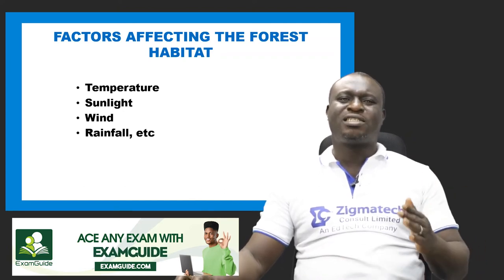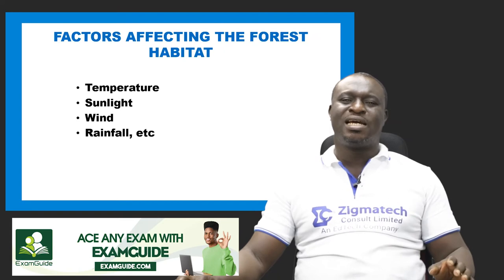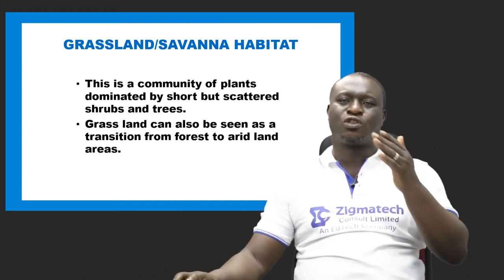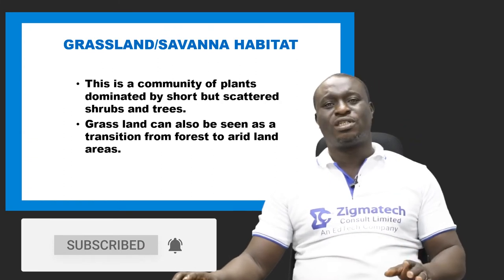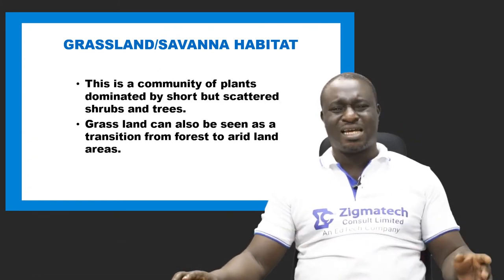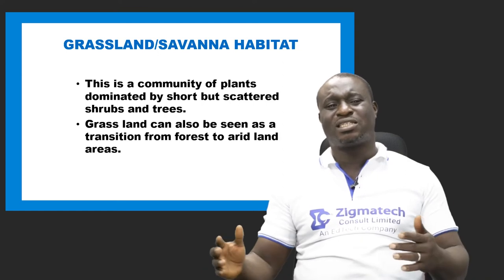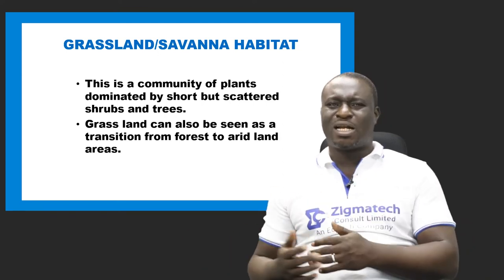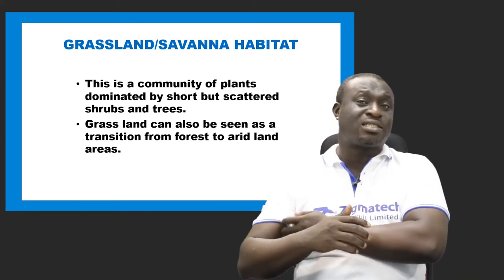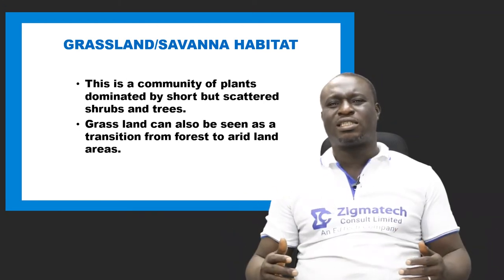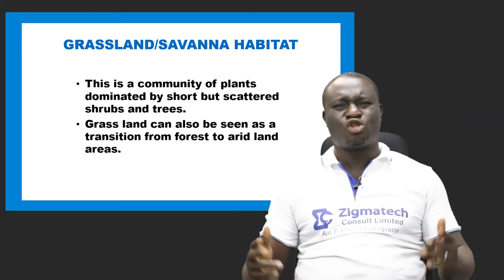Now, the number three type of terrestrial habitat is grassland or savanna habitat. In so many countries, savanna has been given several names. In some places, they call it savanna. In some other places, they call it grassland. In some other places, they call it pampas. So many names.